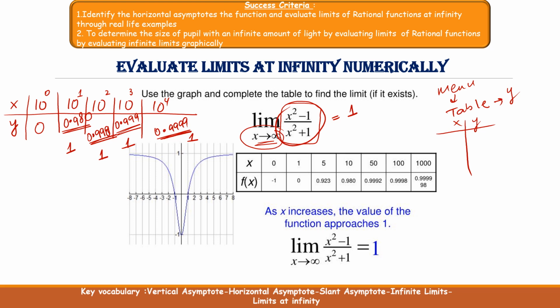Now, what if the numbers are very different? For example, 0, 10, 100, 500, and so on. So, what is happening when you are going towards positive infinity? Okay, when you are increasing, here also the numbers are very much increasing. So, in that case, the answer will be positive infinity.